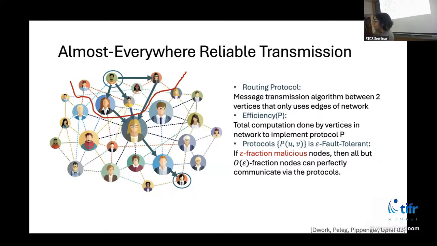For which graphs support such a protocol? The complete graph certainly supports a protocol. Are there sparse graphs which support such a protocol?